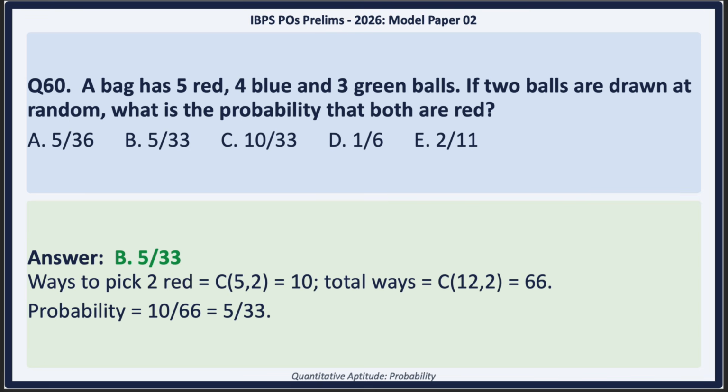Okay, there are 12 balls total. We want 2 red ones out of the 5, so use combinations. 5 choose 2 for the favorable outcomes, which is 10, and 12 choose 2 for the total possible outcomes, which is 66. So 10 over 66, simplifying to 5 over 33.